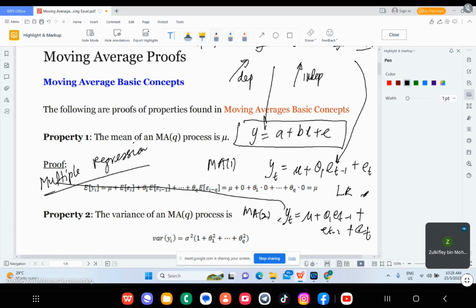You just imagine this is a MA2. Kalau MA3 maknanya you ada tiga error, epsilon T minus 3 and so on so forth lah. Kalau MAQ maknanya you ada sampai Q lah. So multiple regression. Hari ini saya akan tunjukkan MA1 and MA2 sajalah, to prove MA1 and MA2, dan for the general formula for MAQ. Now, yang pertamanya kita nak provekan dia punya mean for MA1.